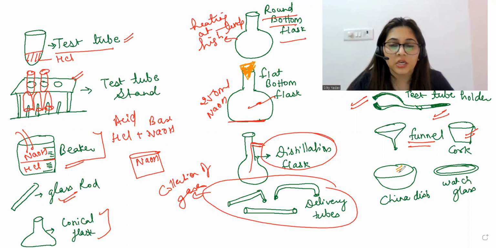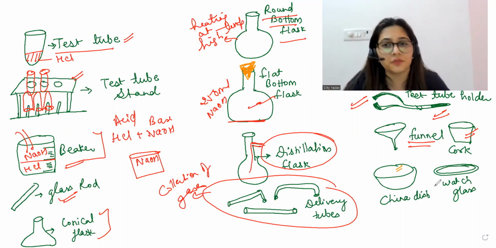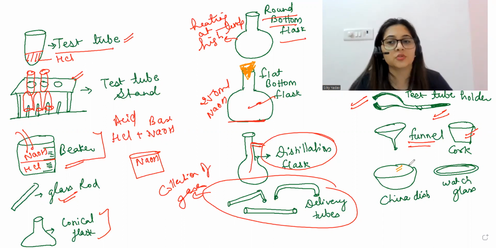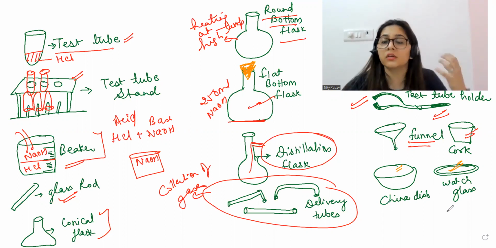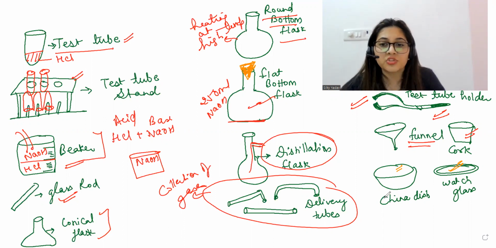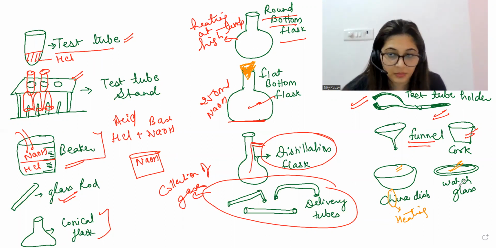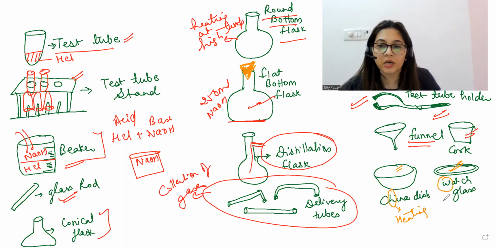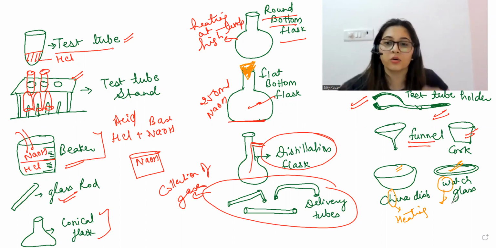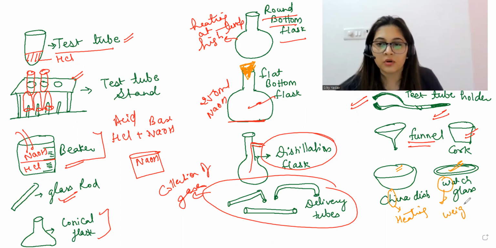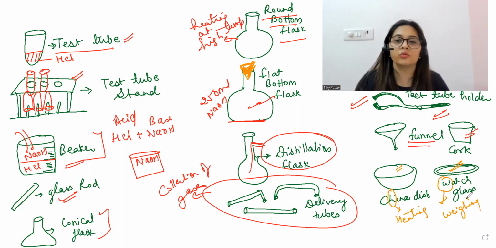Next is the china dish. The china dish is used for heating of the chemicals, and also for the crystallization purpose we use it. And the watch glass generally we use to weigh the chemicals that you're having. So with the china dish, you can see H is there. H means heating of chemicals. That means we use the china dish for the heating of the chemicals. And the watch glass starts with W. That means we use it for the weighing of the chemicals. For weighing the chemicals, we use this watch glass.